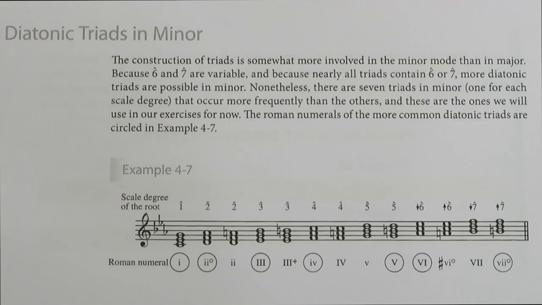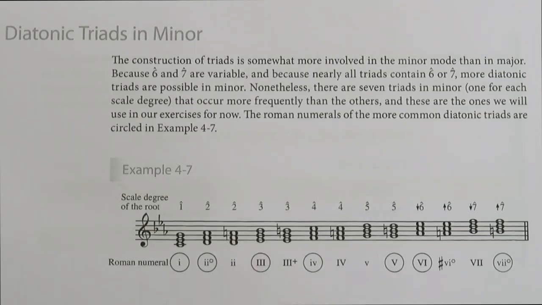Okay. So the Roman numerals of the more common diatonic triads are circled here. We have the key of C minor here, and these are all the possibilities if you combine the natural minor, the melodic minor, and the harmonic minor together. The main ones that we're going to be focusing on are the circled ones.